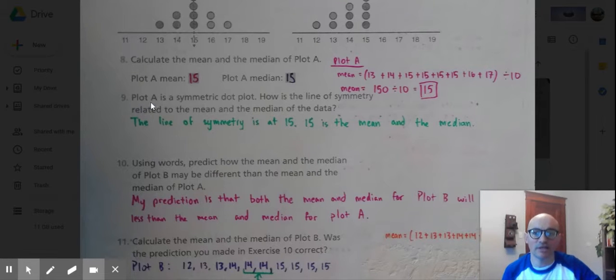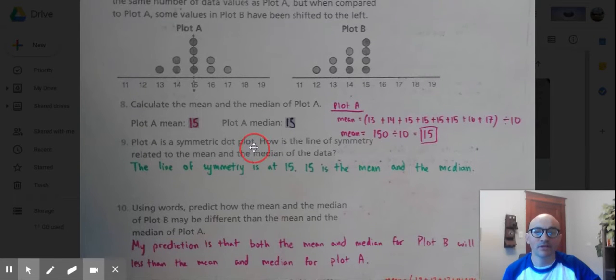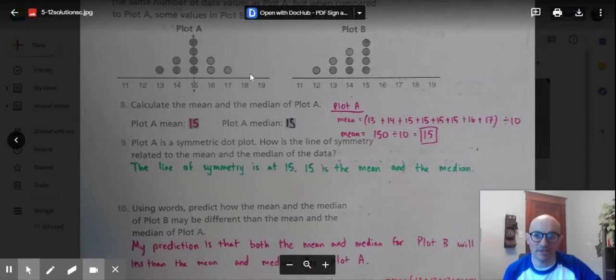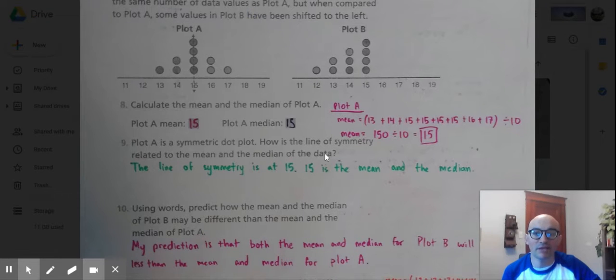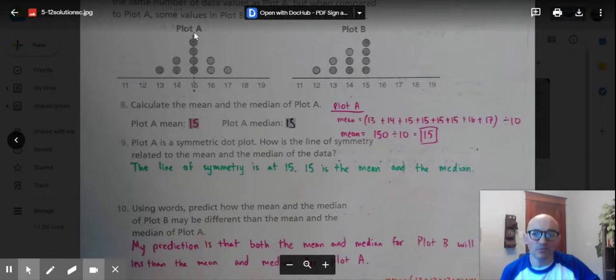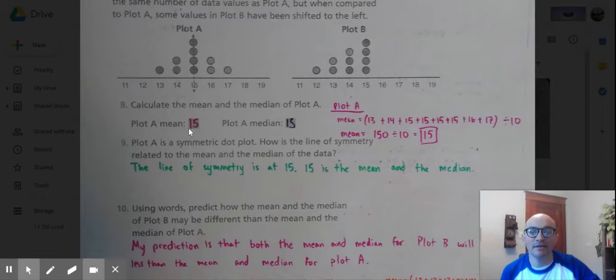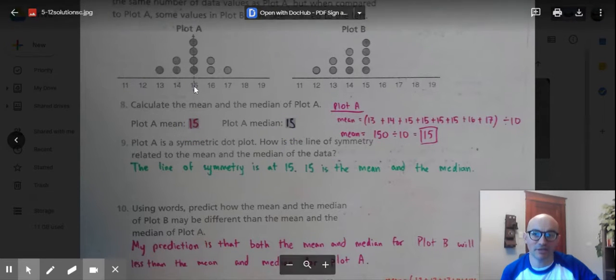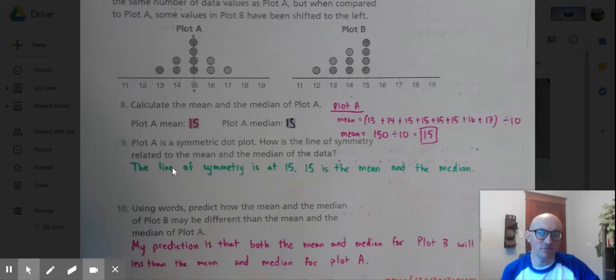Coming down to question 9, it tells me that plot A is a symmetric dot plot. I'll take you back up here so we can see that. Yes, of course, it's symmetric. How is the line of symmetry related to the mean and median of the data? So what we're hoping when we write this kind of question is that you can see the pattern for yourself. You notice the line of symmetry falls on what number? 15. And look at the mean, 15. Look at the median, 15. So are they all the same? Yeah, of course.